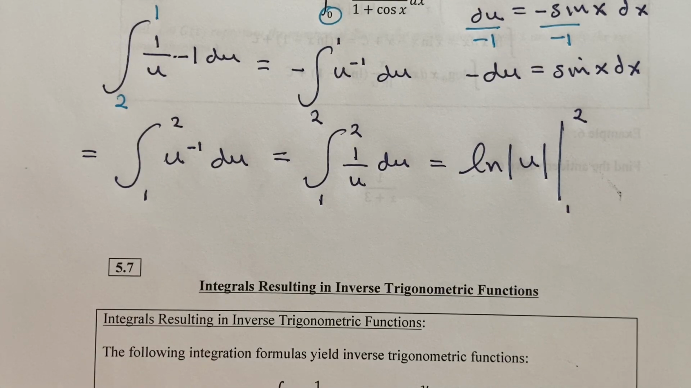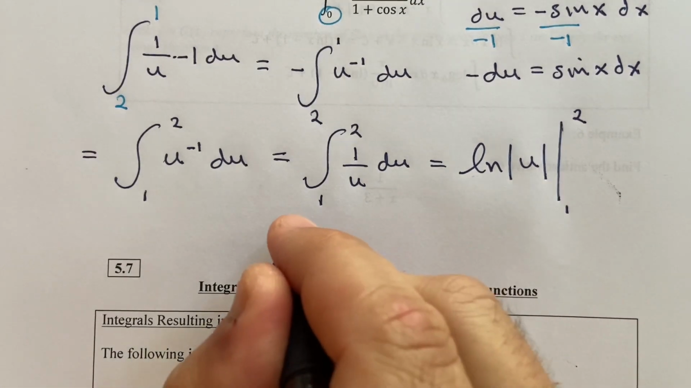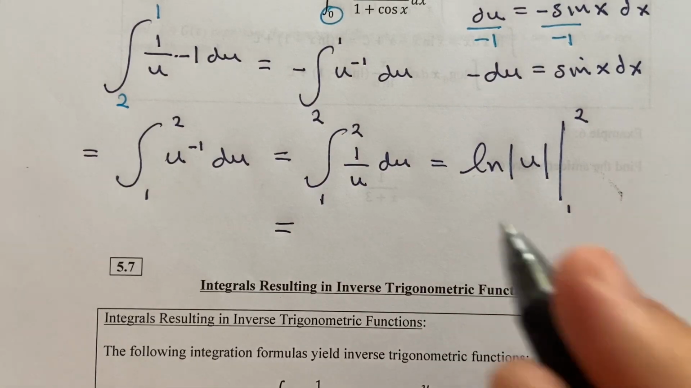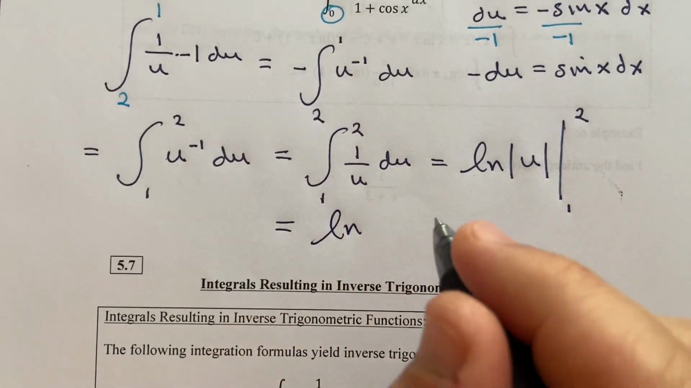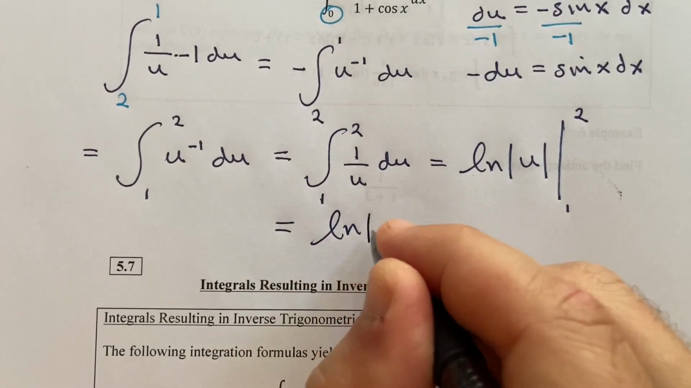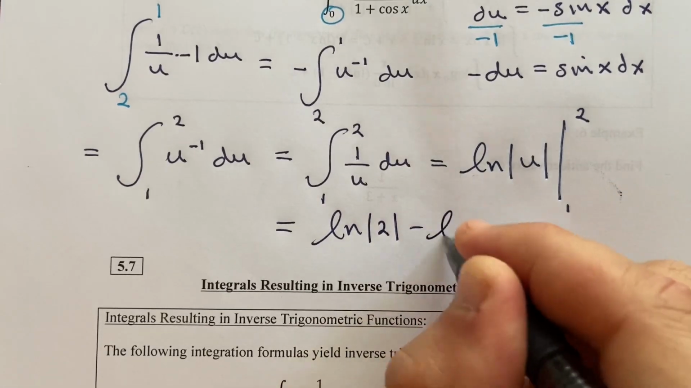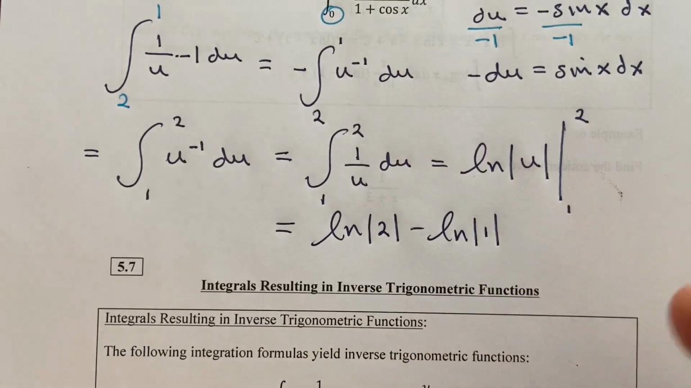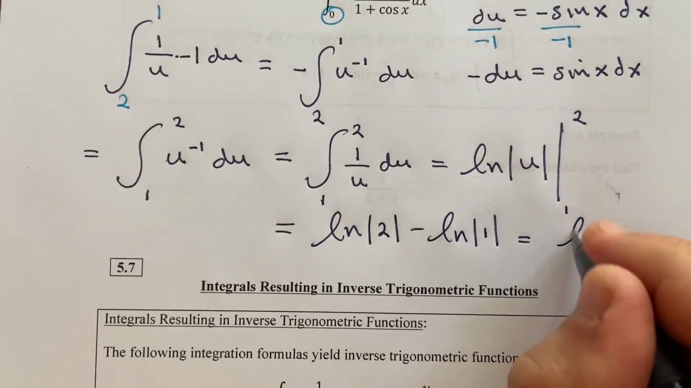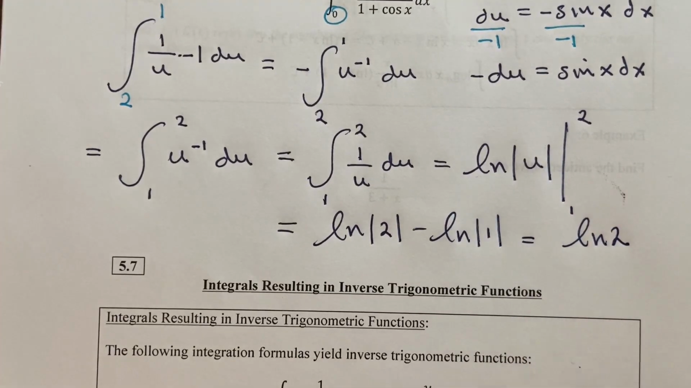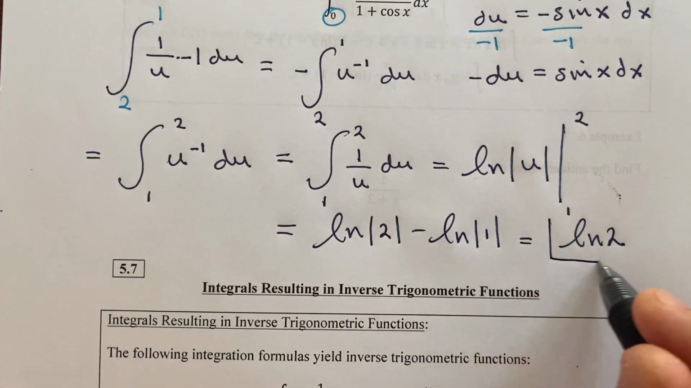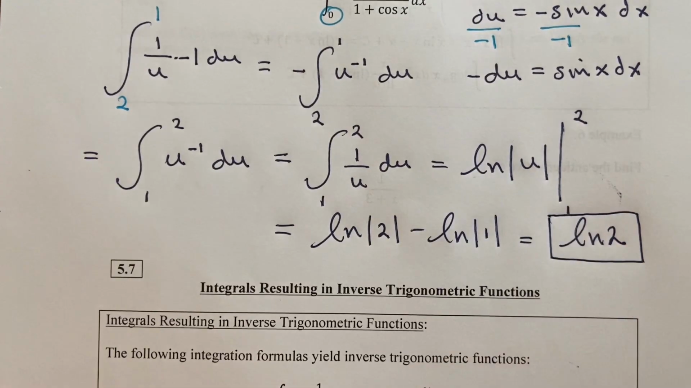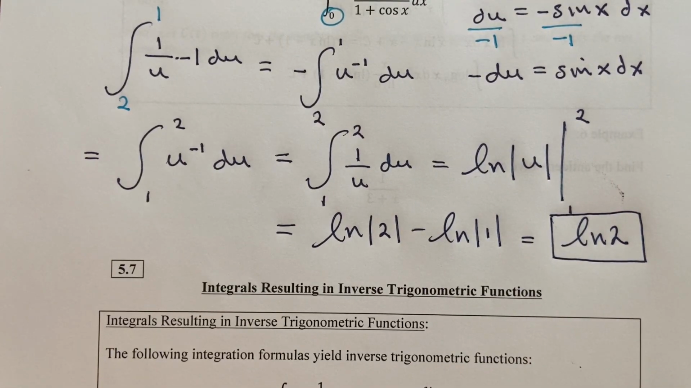All right, I'm just checking in on everything, making sure I'm happy with that. I think I am. So this would equal ln of 2 minus ln of 1. So this would equal ln of 2. Interesting, okay.